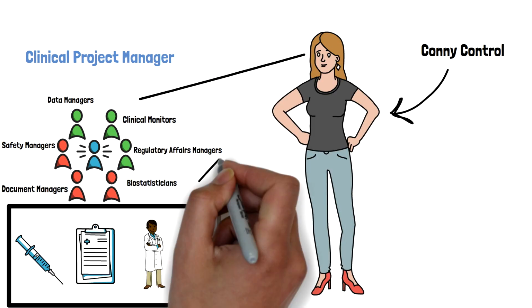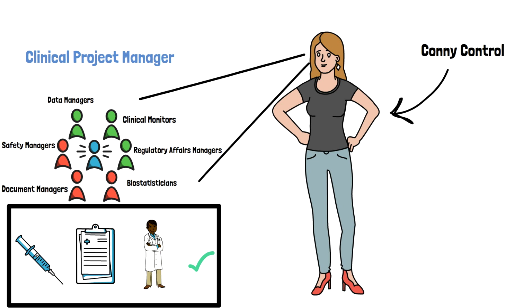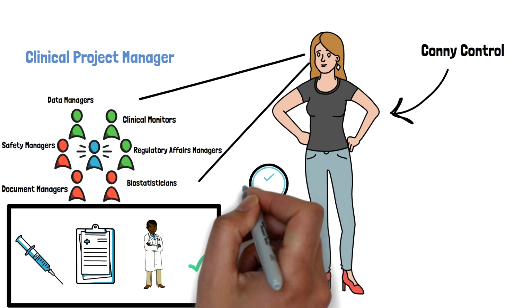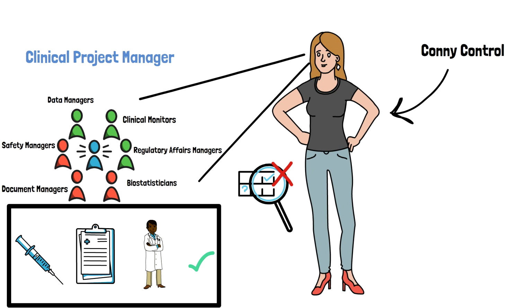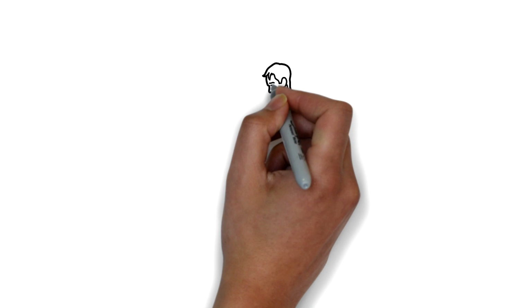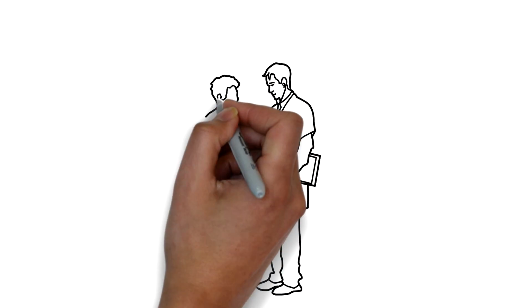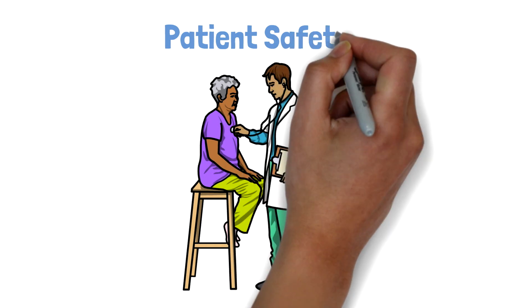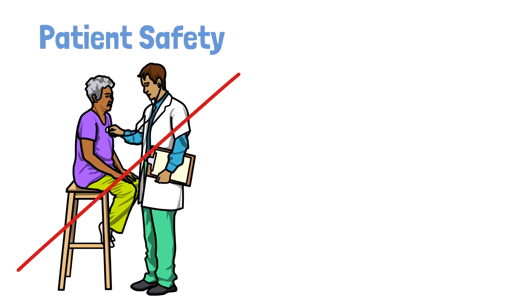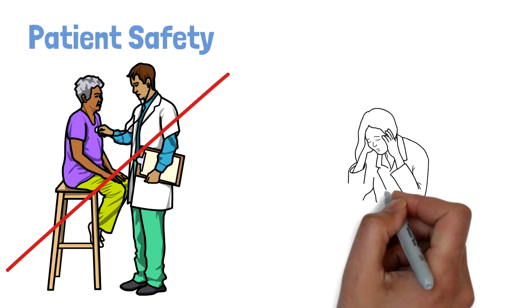One of her main responsibilities is to keep an oversight, because lack of oversight is frequently reported as a finding during audits or inspections. Lack of trial oversight means that the patient's safety and rights, data quality or data integrity cannot be ensured, which would mean that she would be failing at her job.